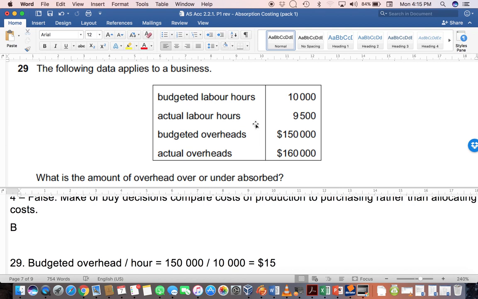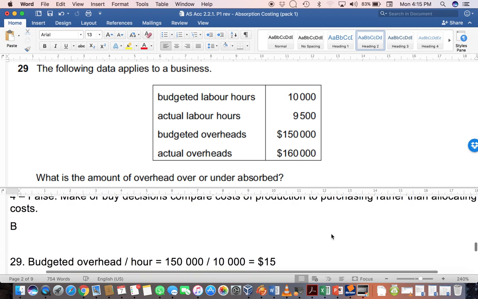So the first thing we need to do is look at the budgeted overheads and the budgeted number of hours to work out the budgeted absorption rate, which you can see in this case would be $15 by taking $150,000 divided by the 10,000 labor hours. So that means that $15 will be allocated to each labor hour and therefore to the different products that are being made based on the labor hours to produce each product.